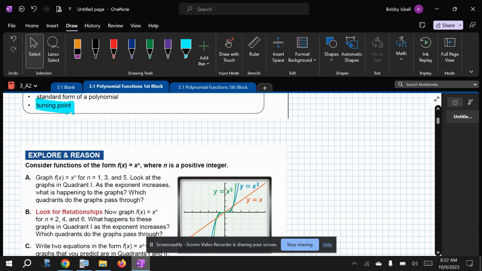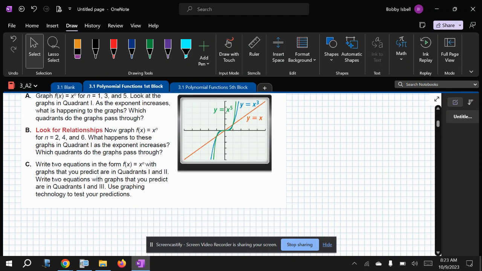So odd, highest power on x, ends go in opposite directions. Even, highest power on x, the ends are going to go in the same direction. So the C part says write two equations of that same form with graphs that you predict are in quadrants 1 and 2. Write the equations, the graphs that you predict are in quadrants 1 and 3.